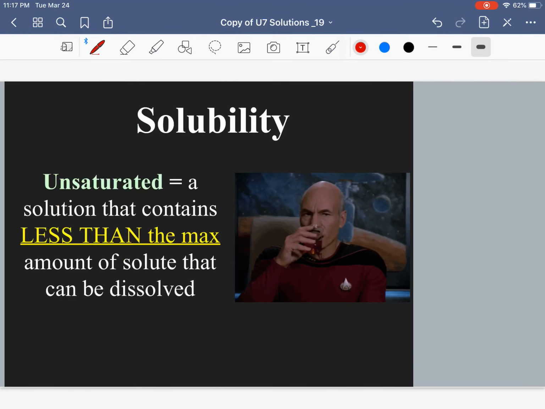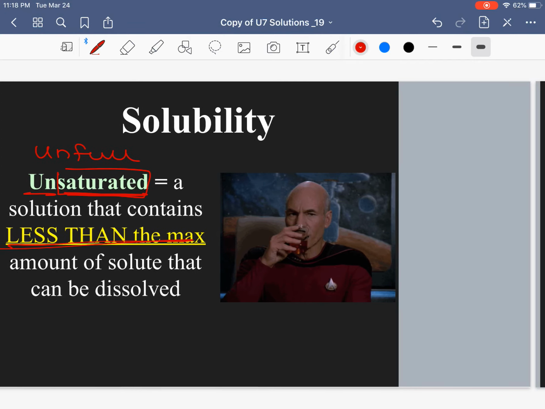So how sweet do you like your tea? Do you like it unsaturated? Meaning you have less than the max amount of solute. So I like to think of it as if we replace the word saturated with the word full, and you say it is unfull, then you have less than the max. If you go to the cafeteria and you say, I am unfull, then that means your belly did not get the maximum amount that it can hold, right? So unsaturated, unfull, your solution still has some more room for you to add some more.